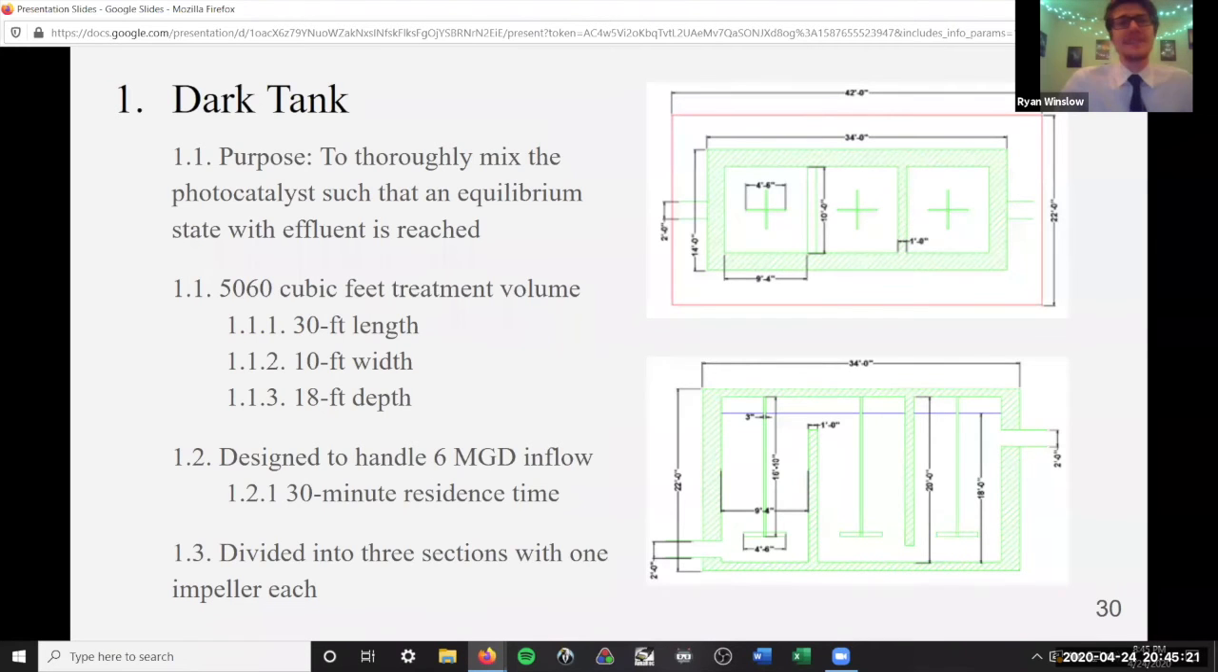And now for the designs of the dark tank, the UV irradiation modules, and the filters. The purpose of the dark tank is to thoroughly mix the photocatalyst until an equilibrium state with the effluent is reached. There will be about 5,060 cubic feet of total treatment volume to work with, and this system is designed to handle a maximum of 6 million gallons per day of inflow. Each unit of inflow will experience a 30-minute residence time within the system. The tank is divided into 3 sections with 1 impeller each for mixing purposes.